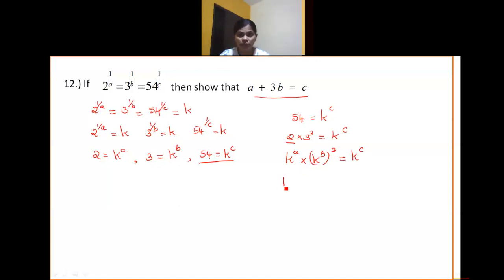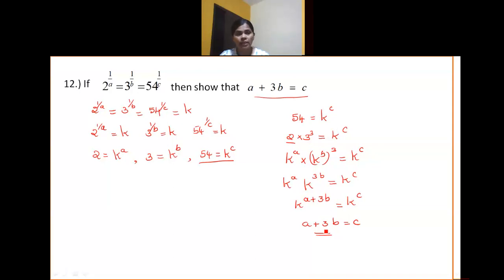Let me simplify in one more step. k to the power a into k to the power 3b is equal to k to the power c. Here on the left, we have the same base, so I can add the powers. So it will be k to the power a plus 3b, equal to k to the power c. Same base equated, so we can just equate the powers. That would be a plus 3b is equal to c. They told us to prove that a plus 3b is equal to c, and we got the same. This is the required answer.